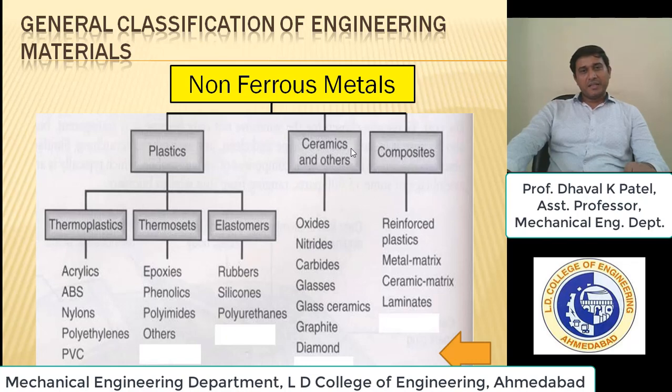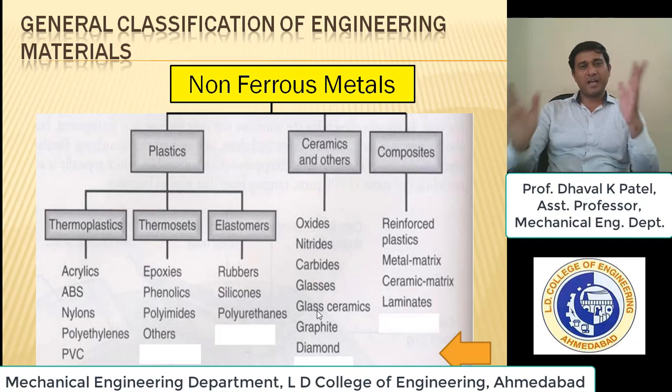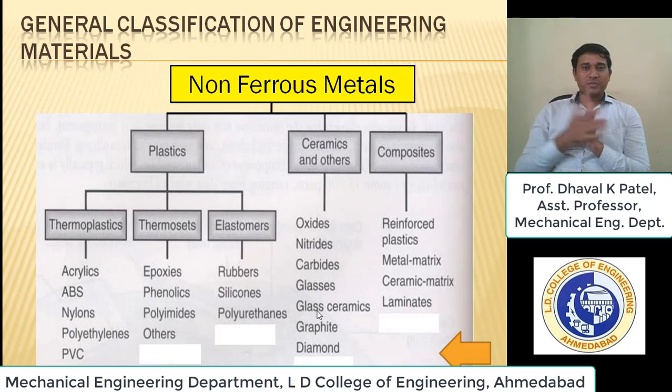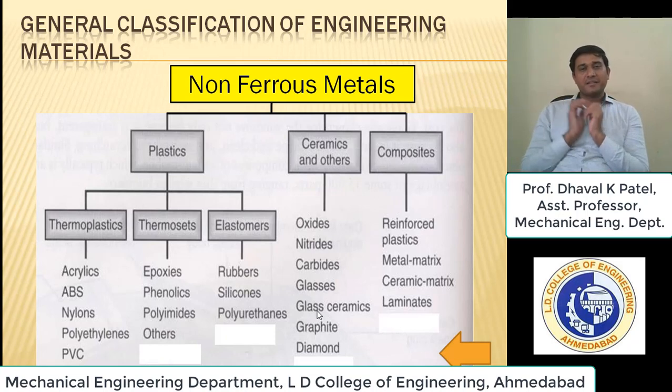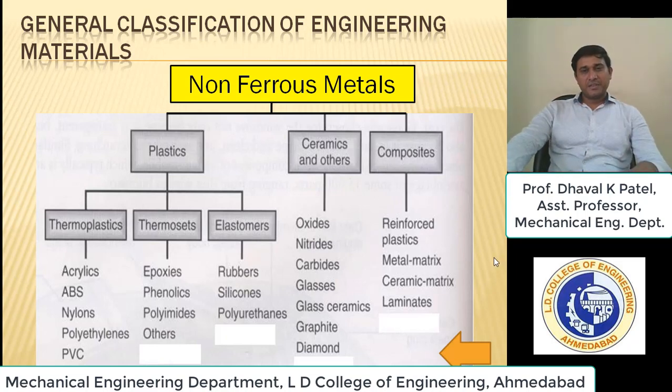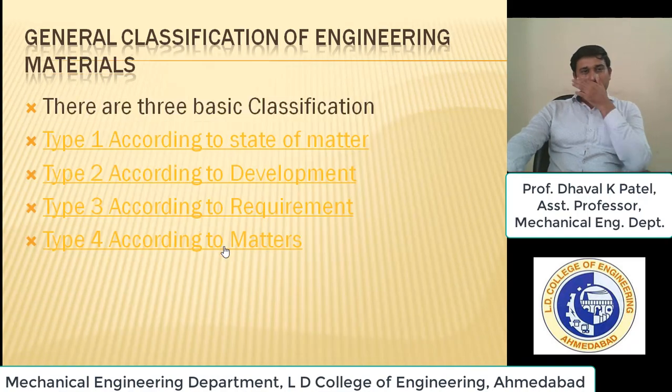The ceramics and other materials are further classified into oxides, nitrides, carbides, glasses, glass ceramics, graphites and diamond. The oxides are aluminum oxide, tungsten oxide, vanadium oxide, zirconium oxide. These are all ceramic materials. Composite materials are nothing but a mixture of two or more materials. If we add ceramic and metal, it is called a cermet; cer means ceramic, met means metallic. The cermet is a composite material. Second is reinforced plastic, meaning carbon fibers. Metal laminates are also composites. So this is the classification of non-ferrous materials, and we have discussed the general classification of engineering materials.